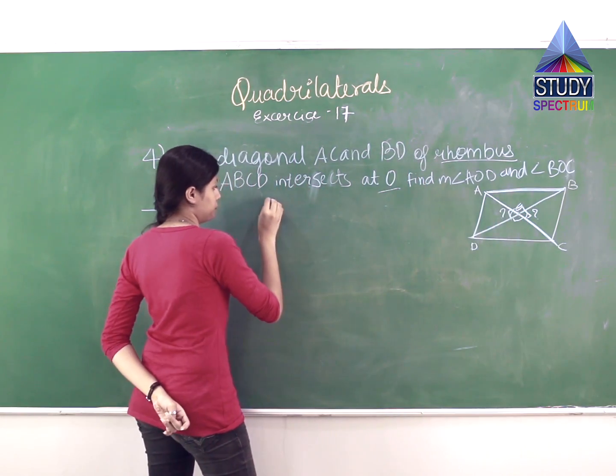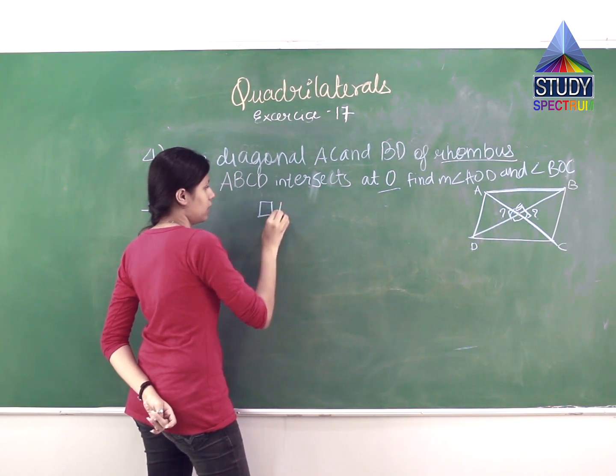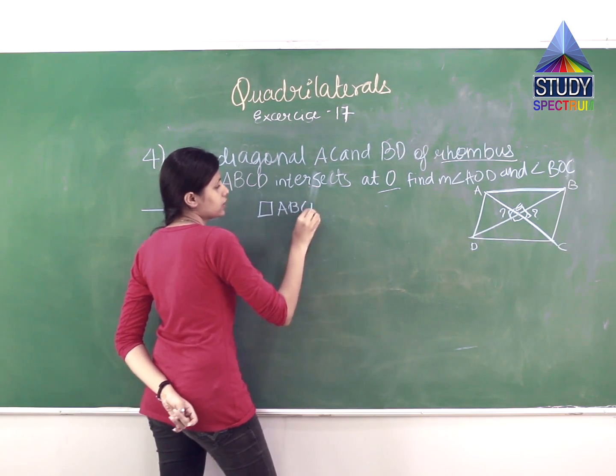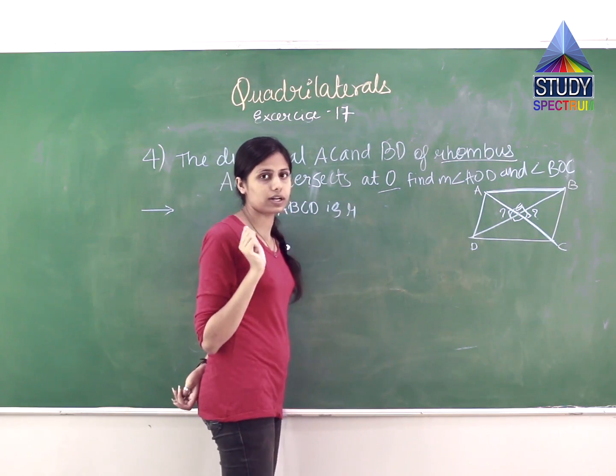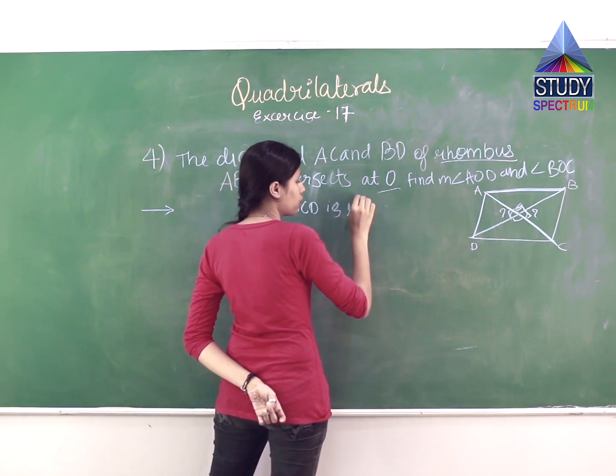So let us start. Quadrilateral ABCD is a rhombus. First we have to write which type of quadrilateral it is. So it is a rhombus. So we have to mention that.